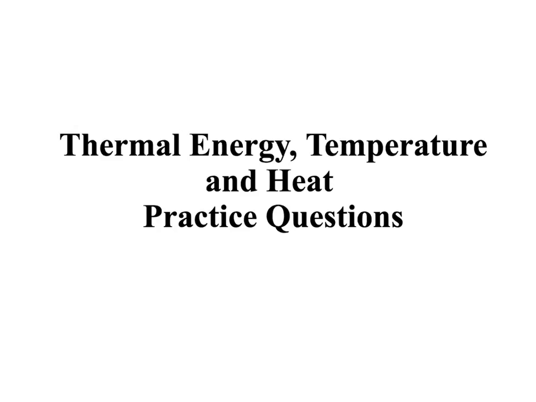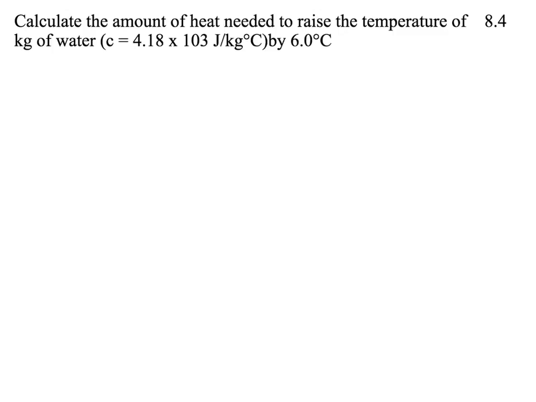Thermal energy, temperature, and heat. Okay, this question asks for the amount of heat. So Q is our question. We know delta T is going to be 6 degrees Celsius. We know C is 4.18. And we know the mass is 8.4 kilogram. And that's joule per kilogram degrees Celsius.